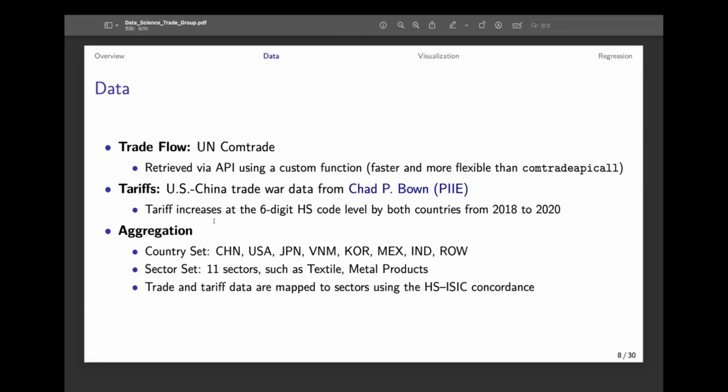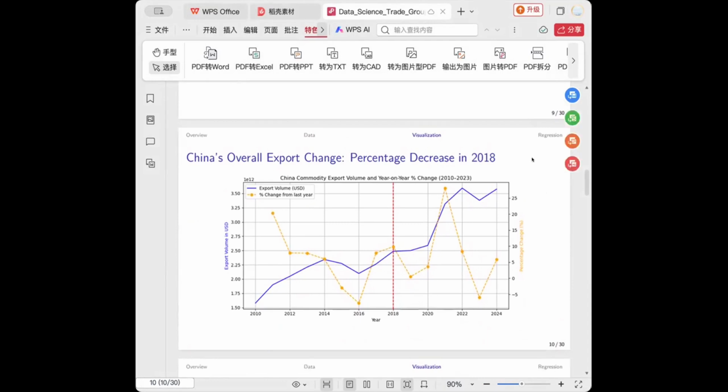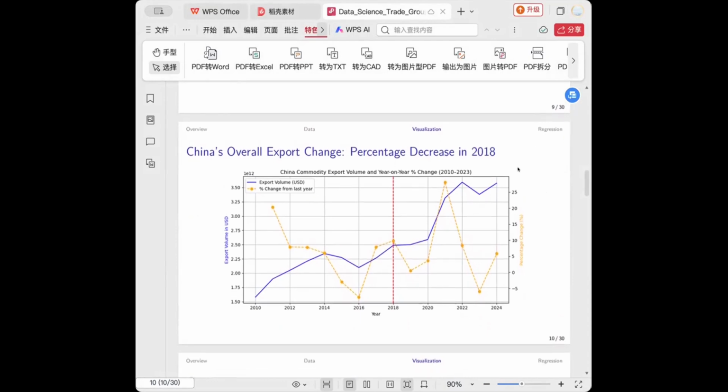We define the country set. In addition to China and the USA, we are also interested in the impact on Japan, Vietnam, Korea, Mexico, India, and we group other countries into the rest of the world. We investigate 11 sectors such as textile and metal products. We aggregate the trade flow and the tariffs from 6-digit HS code to sectors using the HS-ISIC concordance table. Here comes the visualization part, and this part is done by me, Yu Hui, and my team member Zhou Jiaqi.